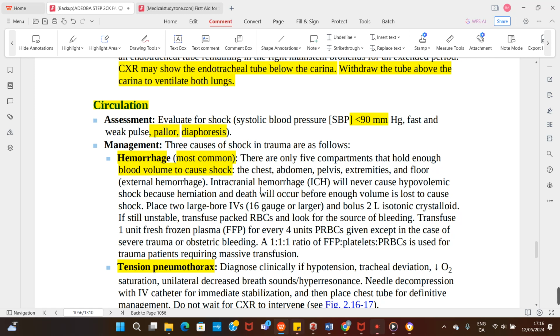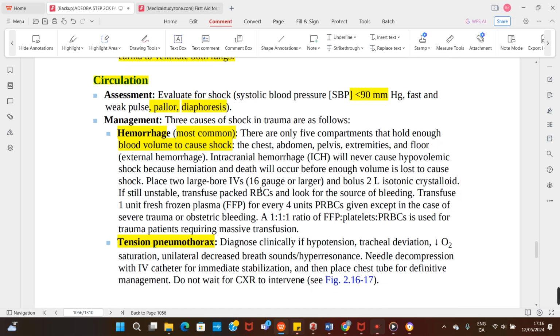So you don't think about the brain, because the brain is more like a closed vault. It cannot expand to take in the fluid, the blood. So what is going to happen is there's going to be ventral coning, because there's going to be herniation. The vault cannot expand to take in so much blood volume. So you cannot have hemorrhagic shock into the brain, right? Brain herniation will have happened, and the patient will have died before a significant amount of blood volume accumulates to cause shock.